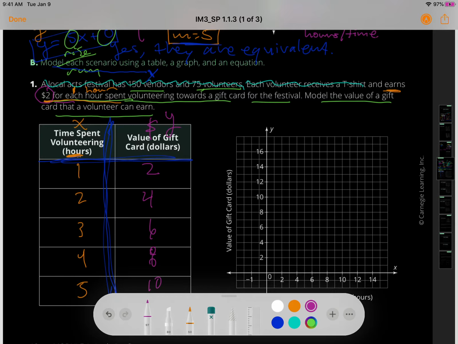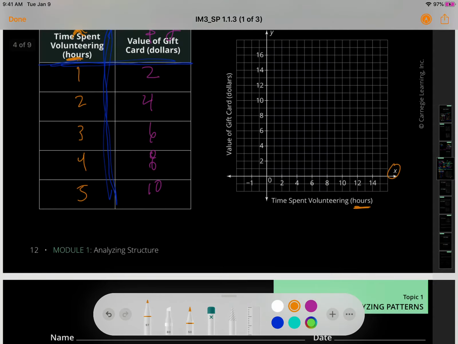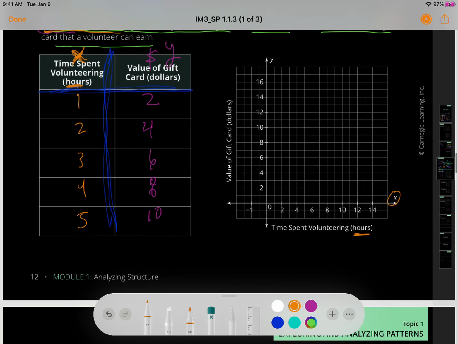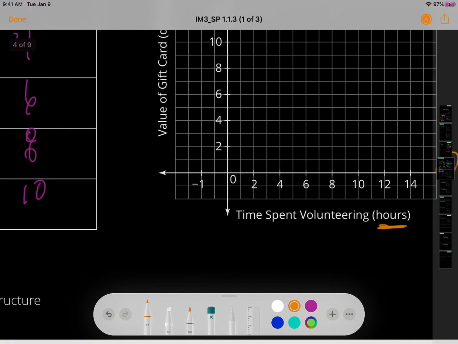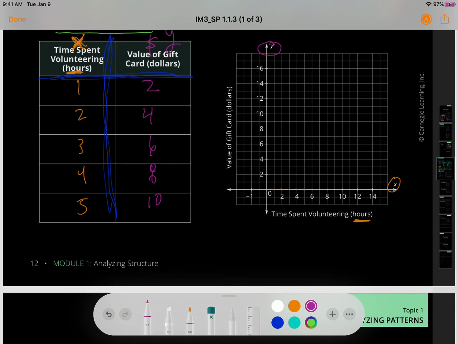The second thing we need to do is now put this on the graph. So we said x is hours. So here's our x, and this one's nice. There's my hours, but pay attention now. It's not done for us. We have to do it. So there's my 1, 2, 3, 4, 5. And then the y's represent money.